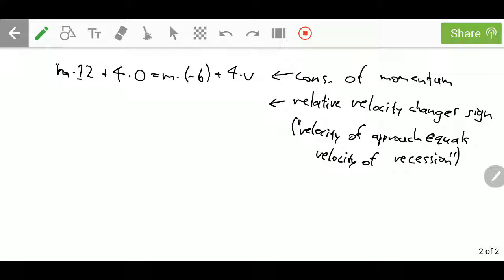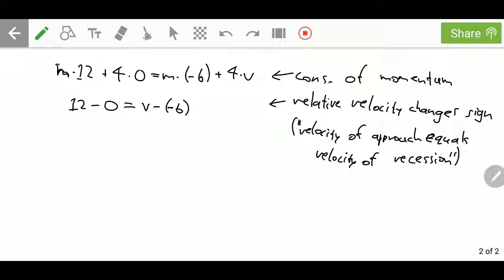And so what is the velocity of approach at first? That just equals 12. Let me just be explicit about it. The velocity of approach will be 12 minus 0. And after the collision, the velocity of recession will be v minus -6.